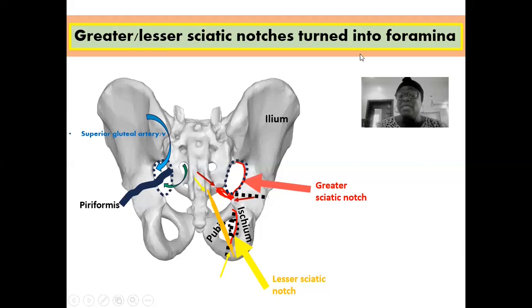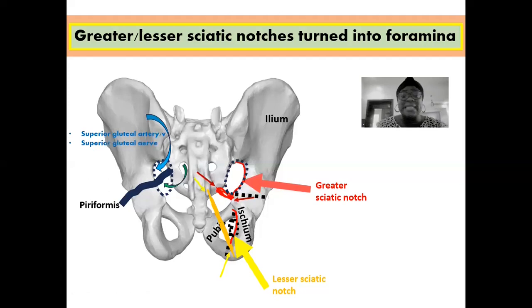As it emerges within the pelvic cavity, it exits the pelvic cavity because it will be supplying the gluteal region, and it is through this foramen that it exits. So you see the superior gluteal artery and the superior gluteal vein passing specifically through the suprapiriform foramen, even though we know that they exit the pelvic cavity through the greater sciatic foramen. Because the greater sciatic foramen is now further subdivided into two foramina, they specifically pass through the suprapiriform foramen, which is a subunit of the greater sciatic foramen.